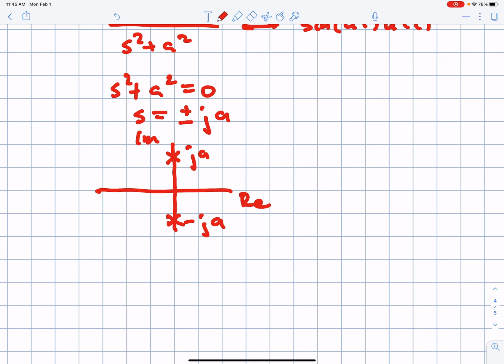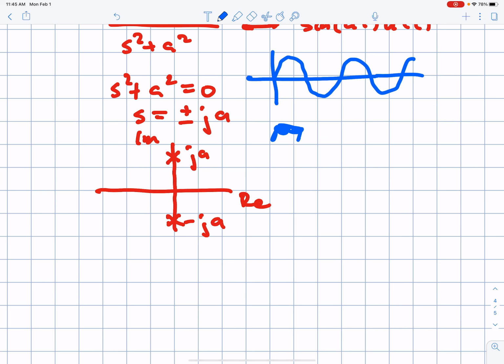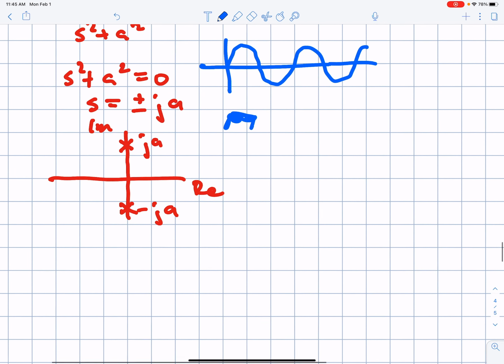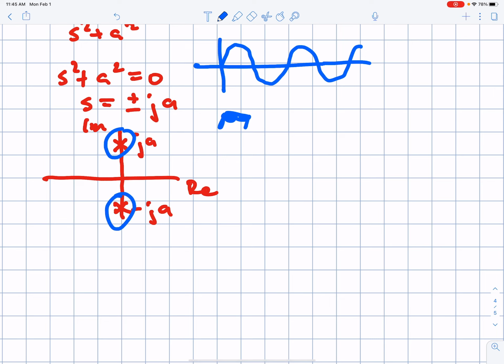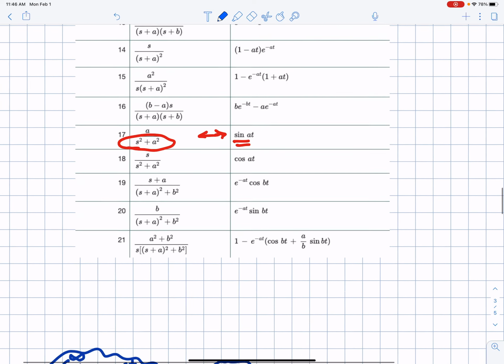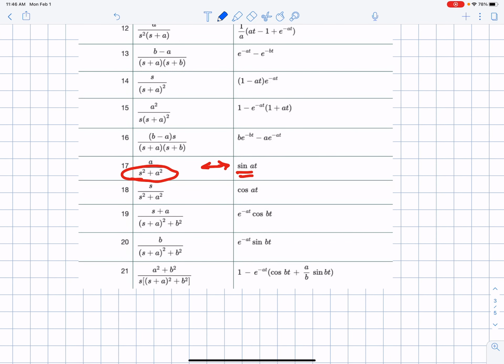So that's an important concept. We know what a sine wave looks like. It oscillates, in this case, at frequency a. We recognize the pattern: when you have poles right on the j omega axis, that gives you oscillations in the time domain. Similarly for cosine, the transform is s over s squared plus a squared.